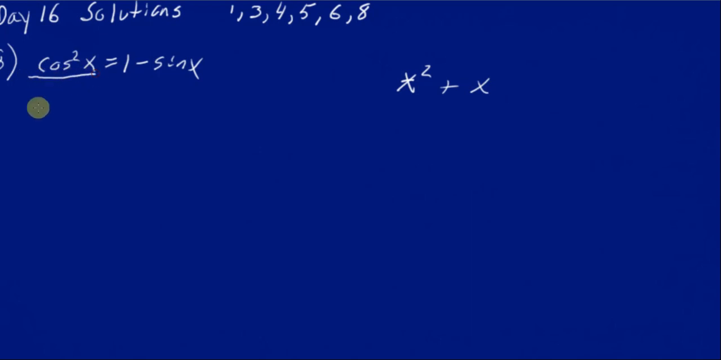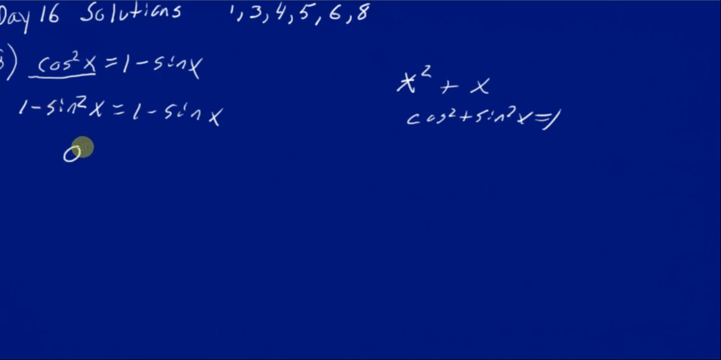But I'm glad we know our identities, so we can look at the cosine squared plus sine squared of x is equal to 1. So I can replace the cosine squared with 1 minus the sine squared of x is equal to 1 minus the sine of x. So now let's go ahead and let's get rid of this negative. So let's move everything to the right side. If I subtract 1 from both sides, that disappears. So all I'm going to have is a positive sine squared of x minus the sine of x.